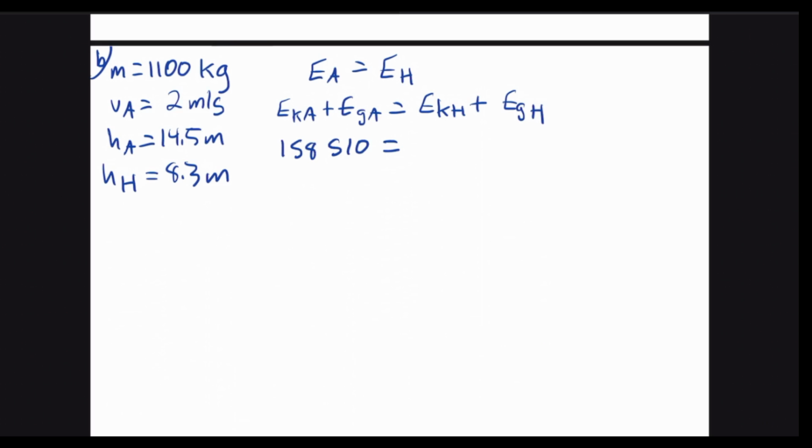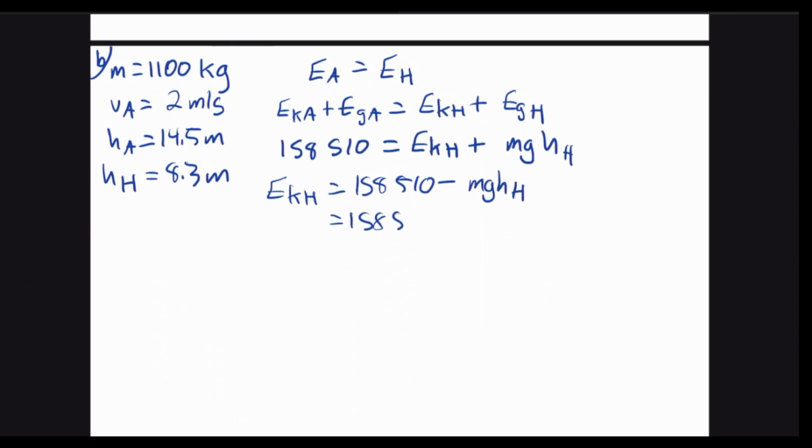All right. As for point H, we are trying to figure out the velocity, so I'm going to leave my kinetic energy formula the way it is for now, and then we'll deal with our potential energy. I can rearrange right away. So EKH is equal to 158,510 minus mgh at point H. Let's plug in our values. Mass was 1,100 kilograms, gravity was 9.8, and the height at point H was 8.3. So let's calculate. Minus 1,100 times 9.8 times 8.3 should give us a value of 69,036 joules.